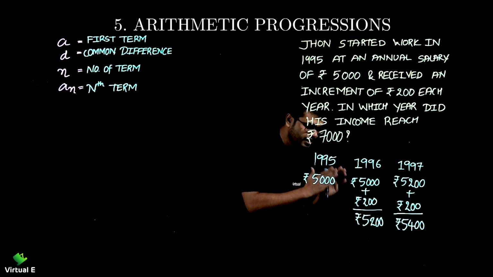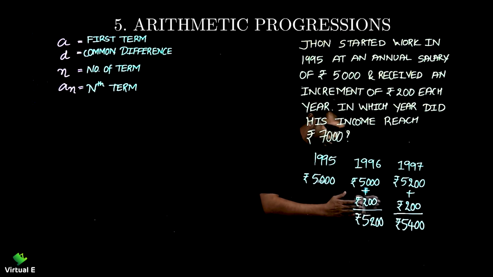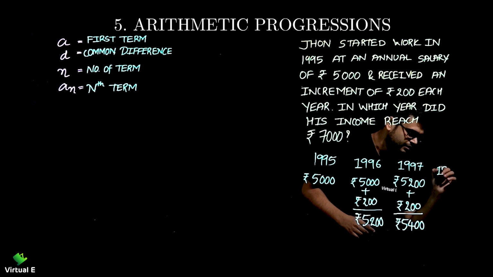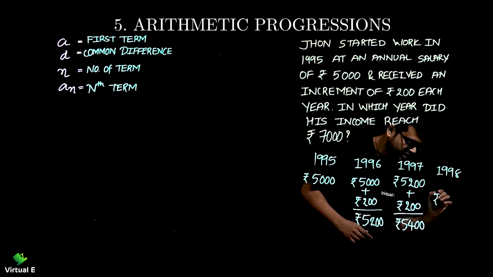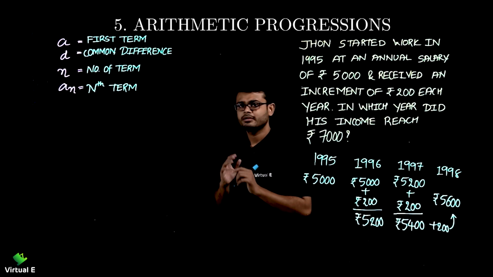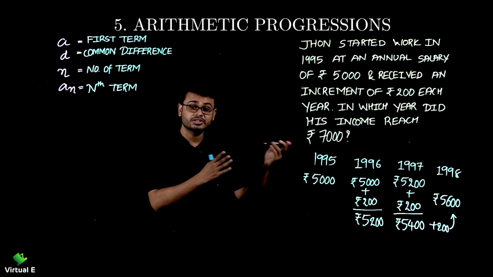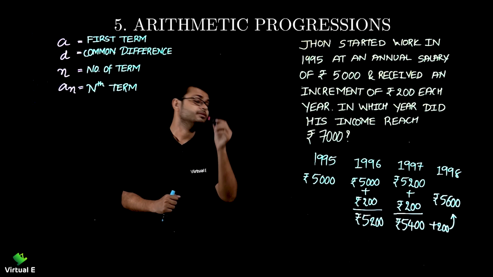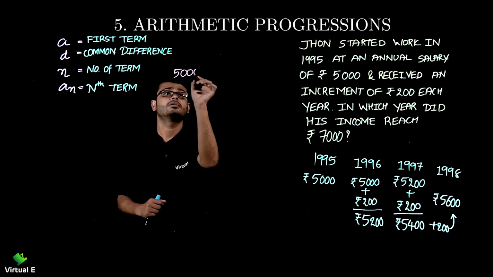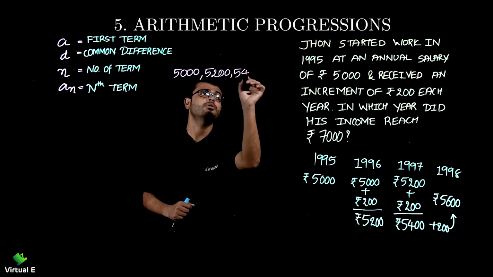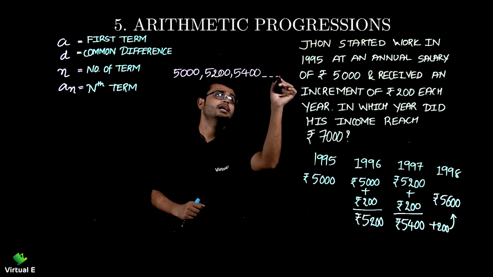I think you are able to find the pattern here. This is indirectly our AP: 5,000, 5,200, then 5,400. Can you guess the salary in 1998? Yes, it is rupees 5,600. Add 200 and you get the salary for the next year. Simple. So let's write it in the form of AP. We can find A, D, and what about the 7,000? Let's see. 5,000 first of all, then 5,200, then 5,400, and so on.